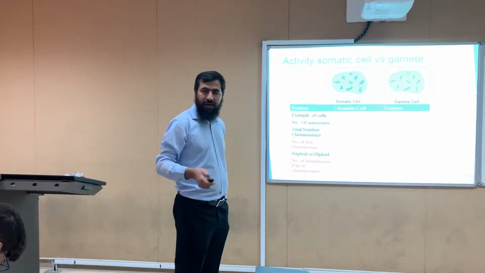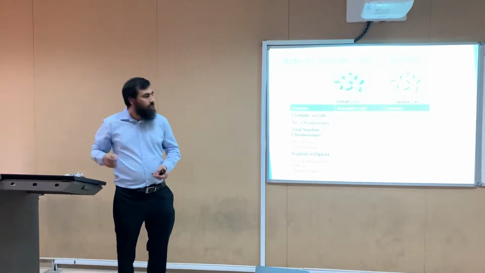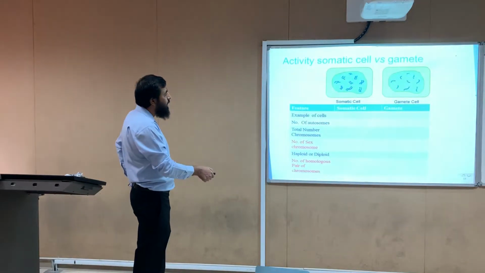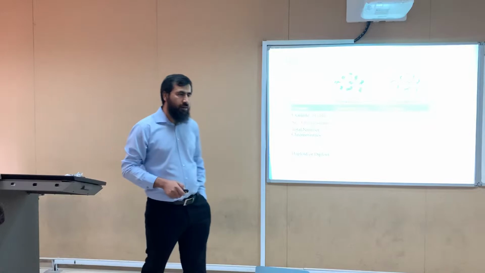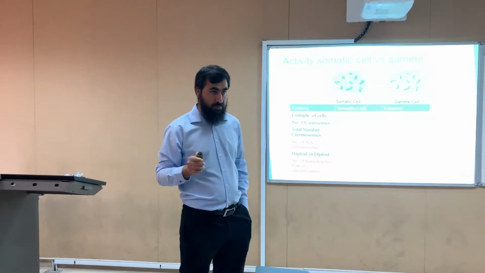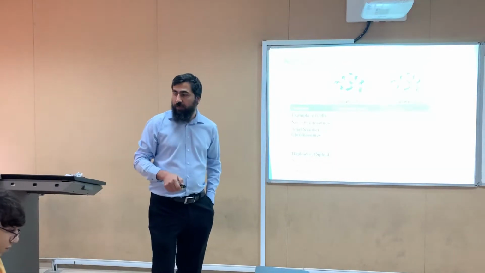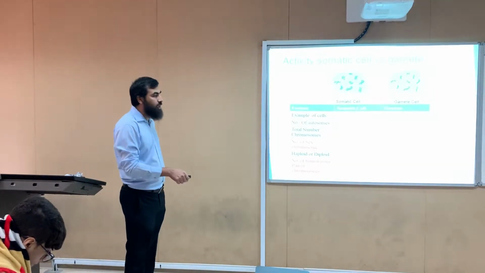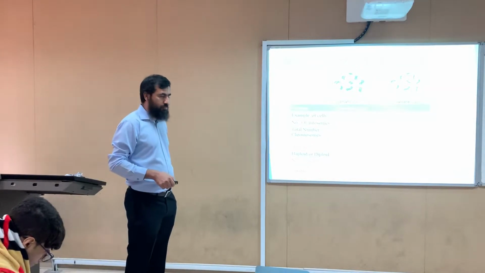Egg and sperm, correct? So we got the egg and the sperm, okay? How many autosomes do we find there? 22. 22 what? 22 pairs, okay? 22 pairs of autosomes are found in the somatic cells. What about in the gamete? How many? 22 single chromosomes, okay?